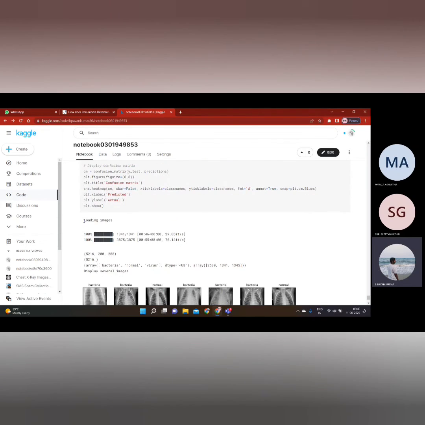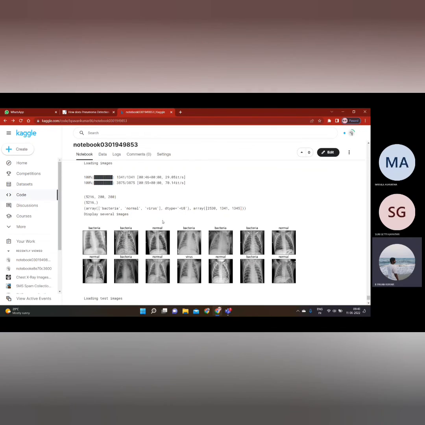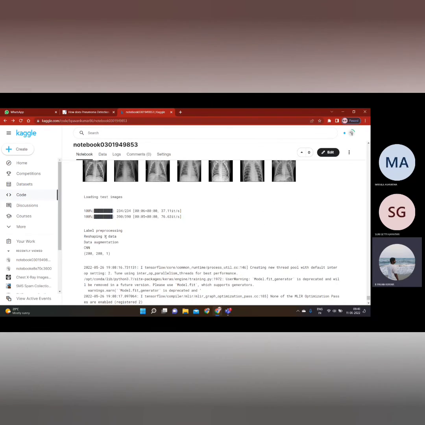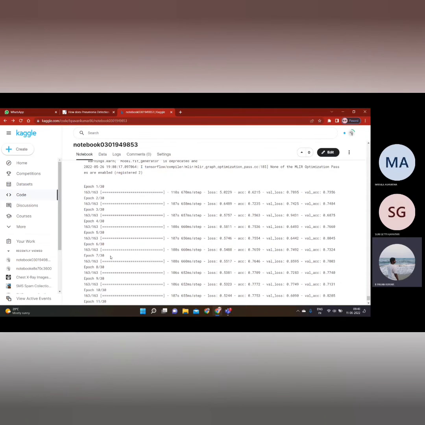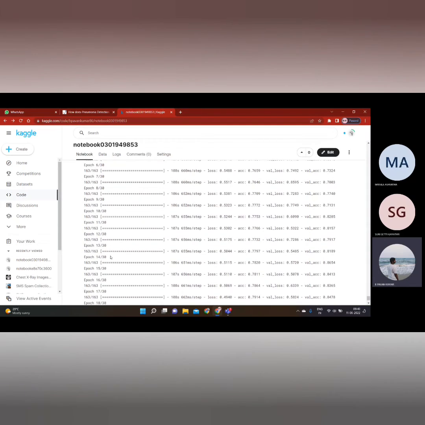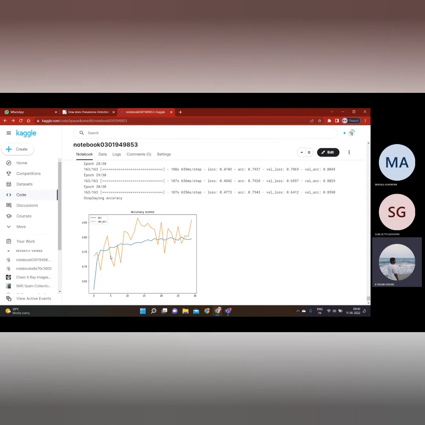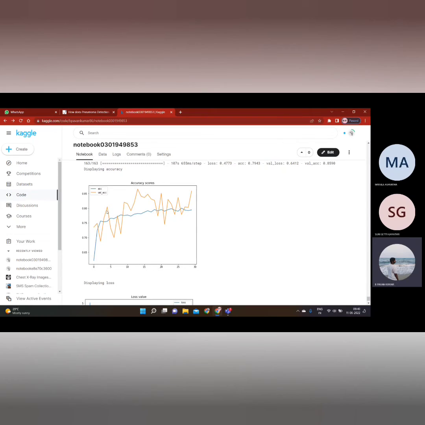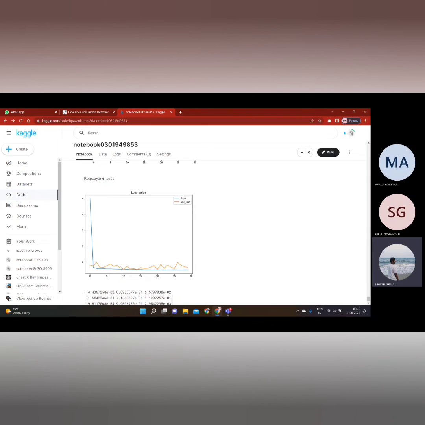Here we can see the output, loading images. Every input is loaded and we display some random images of bacterial, normal and viral pneumonia. And again the data is reshaped, to 200 by 201 in size. And in this model there are 30 epochs to validate the model. After the 30 epochs, it displays the accuracy score, which is nearly 0.8, that is 80% accuracy, and the loss is nearly 1.